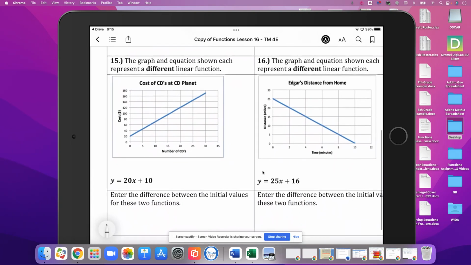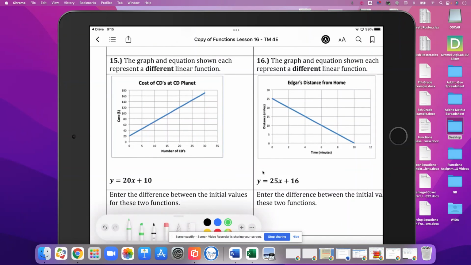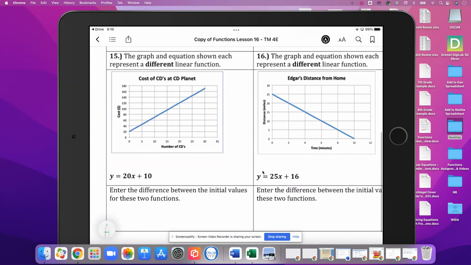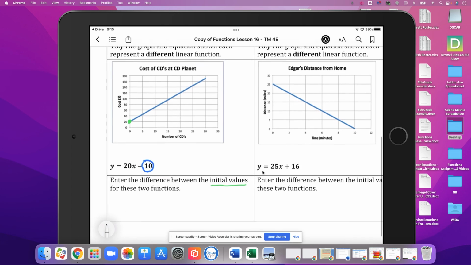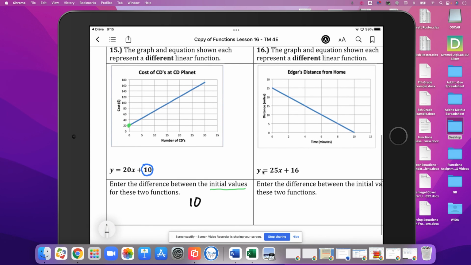Okay, number 15. We've got difference between initial values. So our initial value here is 20. And for the blue one, our initial value is going to be 10. So that one's pretty easy. 20 minus 10 is 10.